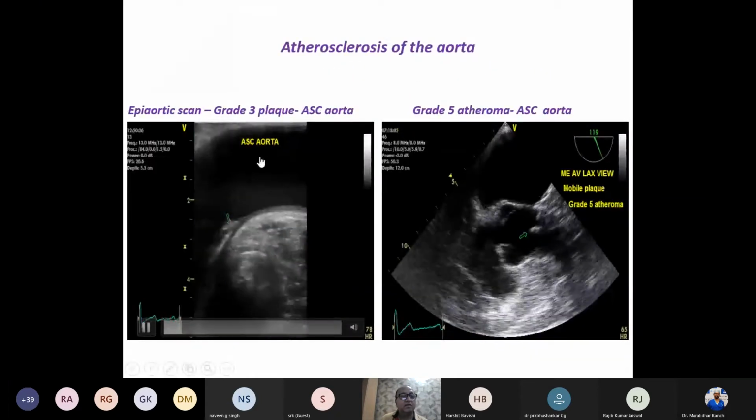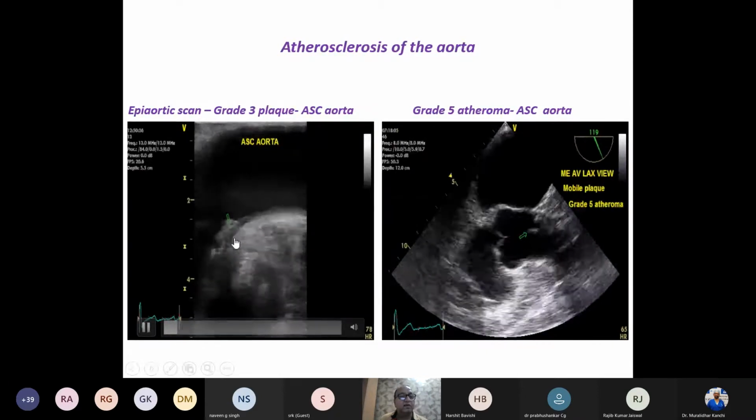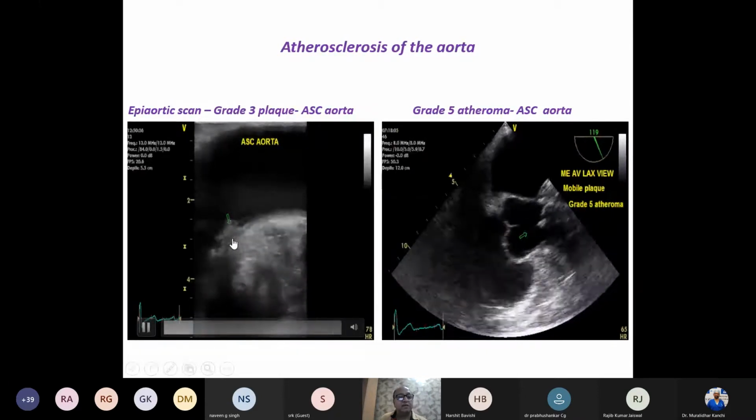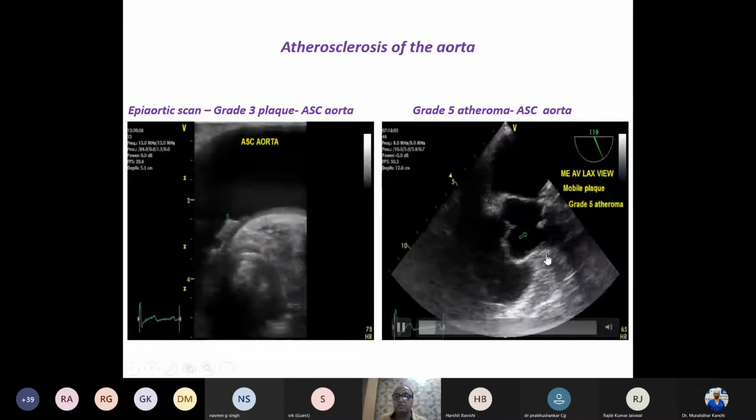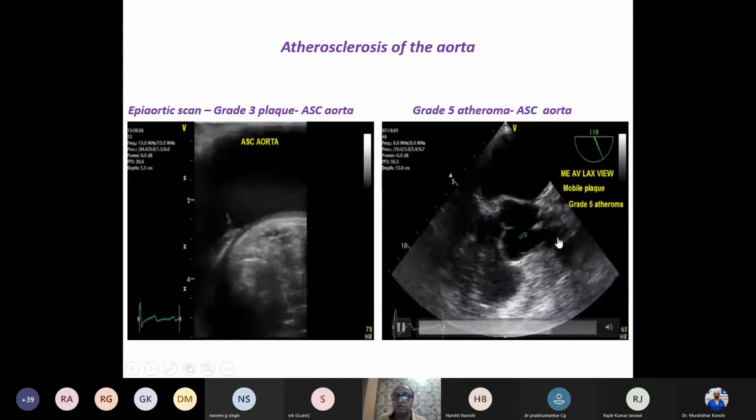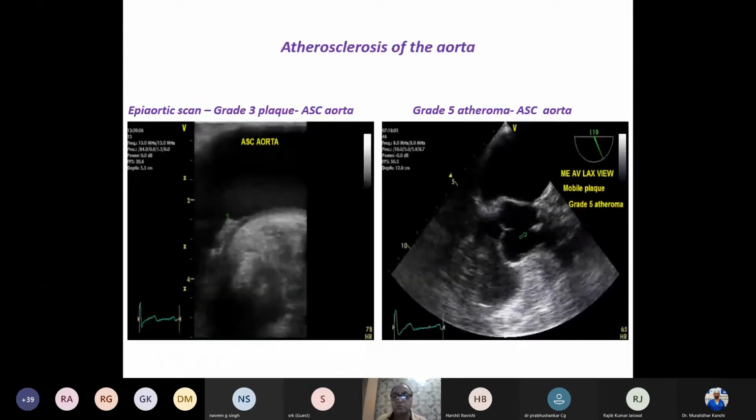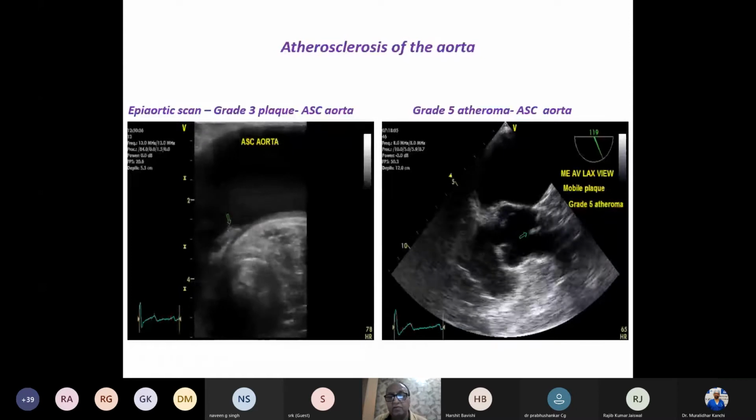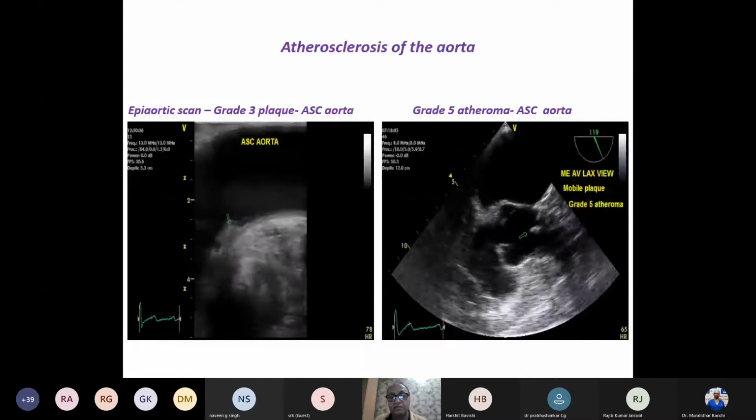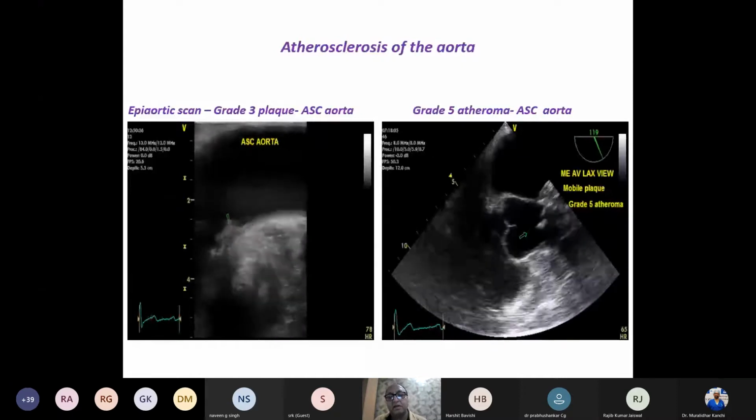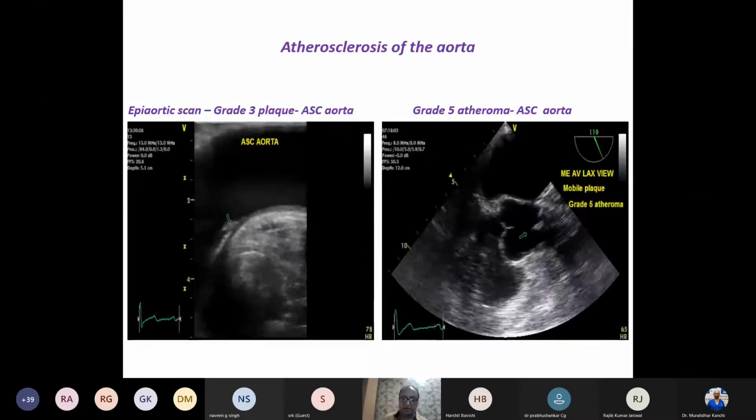Now, this is one of the images. On the left side, you have the epiaortic image of the ascending aorta. You can see the green arrow pointing towards a grade 3 plaque, which is less than 5 millimeters. On the right side, this is a mid-esophageal ascending aortic valve long axis view. You can see a mobile plaque there. This is a grade 5 atheroma. In fact, this was one of the patients who was scheduled for an MVR with CABG. We in fact abandoned the procedure. We did only a CABG, total arterial revascularization, and the patient came back for follow-up after about 2 years without any incidence of stroke or anything.